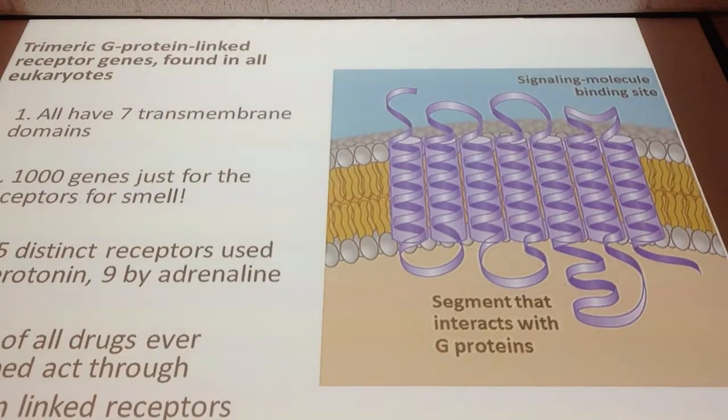G protein linked receptor. We already talked about G proteins, what that is. So a G protein linked receptor is a transmembrane receptor that is linked to a G protein. The receptor itself is not a G protein, but it is linked to a G protein. It has a signaling molecule binding site on the non-cytosolic side, and the cytosolic domain has a binding site for a G protein.